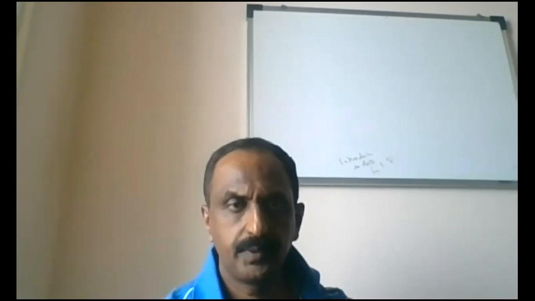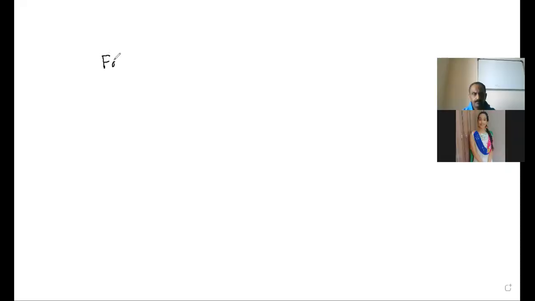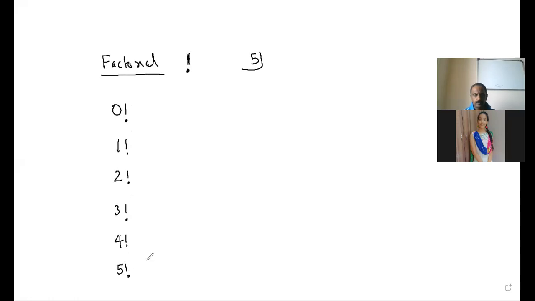What is the heading? Factorial. This is the notation we have to use: factorial, the exclamation mark. Even if you write it like this, we still call it factorial. Most of the time we use the exclamation mark. We call it 0 factorial, 1 factorial, 2 factorial, 3 factorial, 4 factorial, 5 factorial.